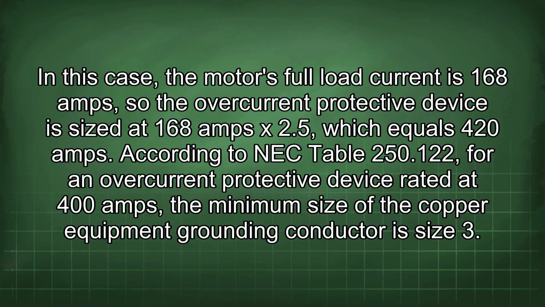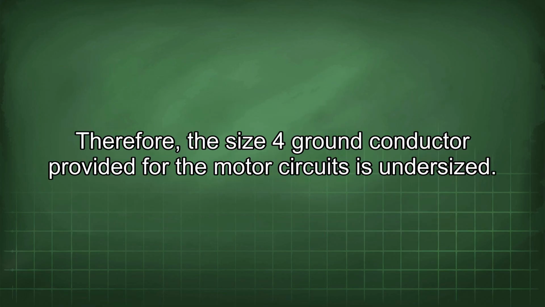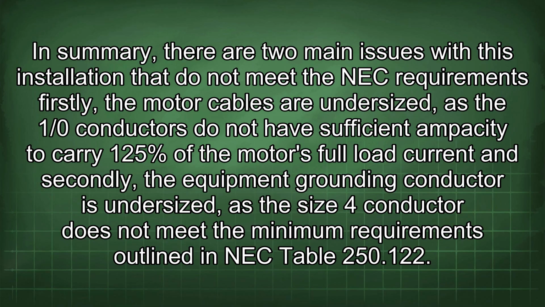According to NEC Table 250.122, for an overcurrent protective device rated at 400 amps, the minimum size of the copper equipment grounding conductor is size 3. Therefore, the size 4 ground conductor provided for the motor circuits is undersized. In summary, there are 2 main issues with this installation that do not meet the NEC requirements. Firstly, the motor cables are undersized, as the 1/0 conductors do not have sufficient ampacity to carry 125% of the motor's full load current, and secondly, the equipment grounding conductor is undersized, as the size 4 conductor does not meet the minimum requirements outlined in NEC Table 250.122.